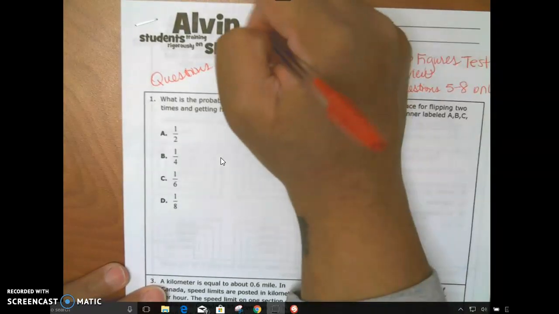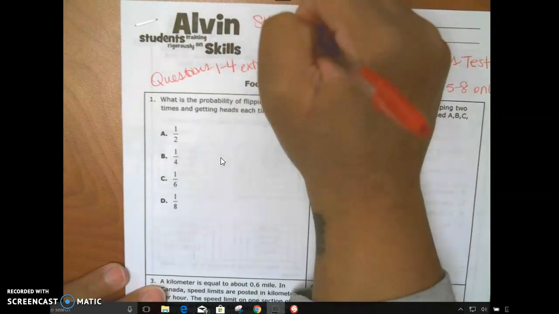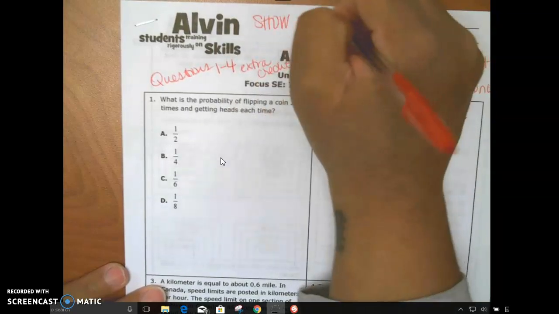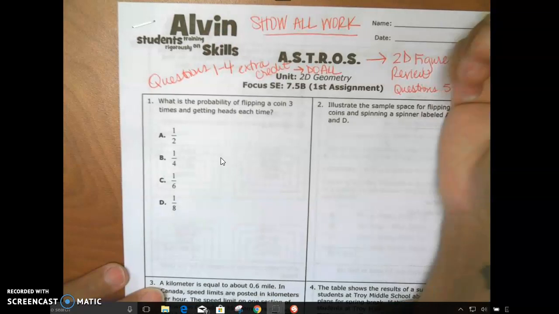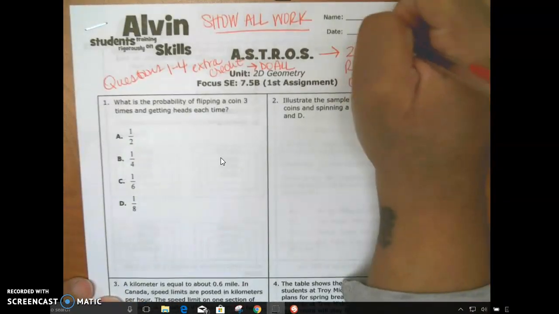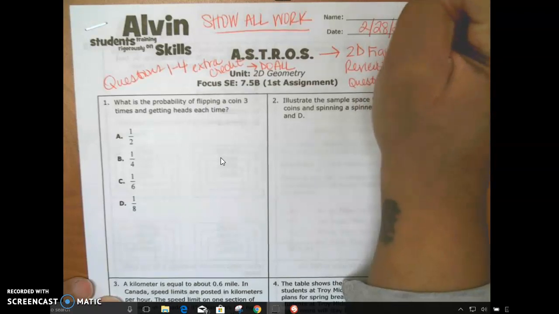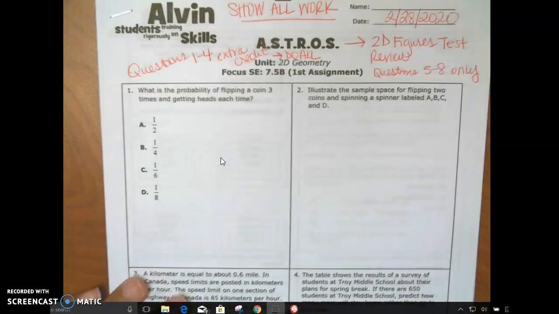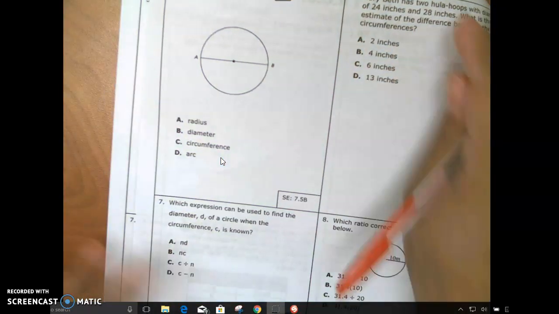You must show all work. No work, no credit. This is for Friday, February 28th. All right, so let's jump to questions 5 through 8 because those are more important. You can look at your notes to get help for 1 through 4.